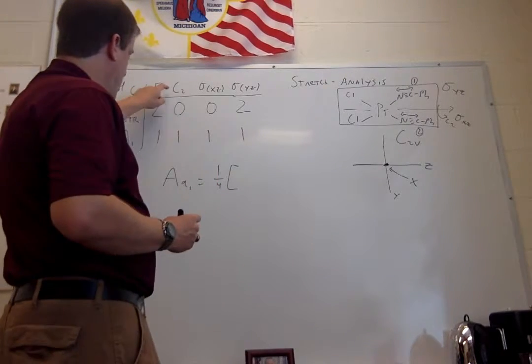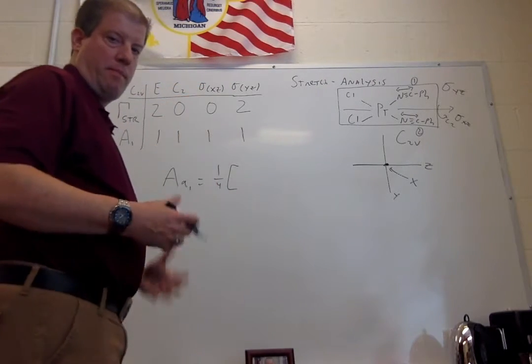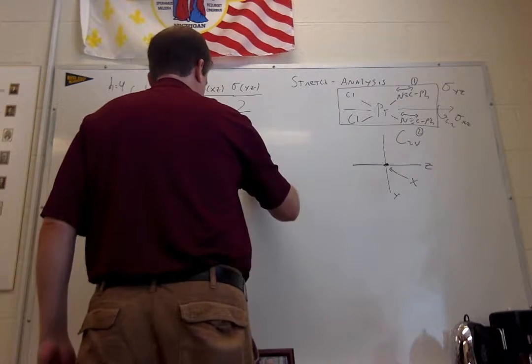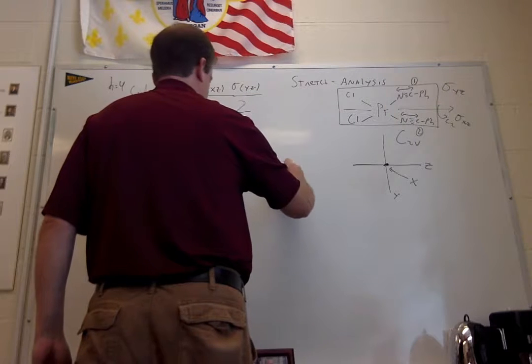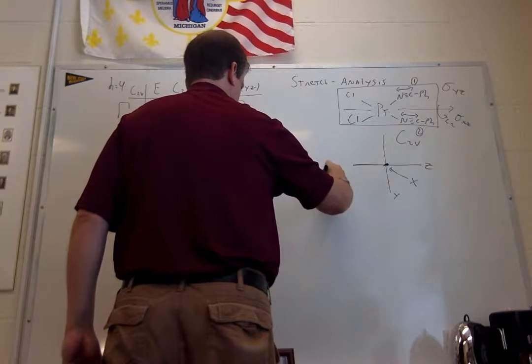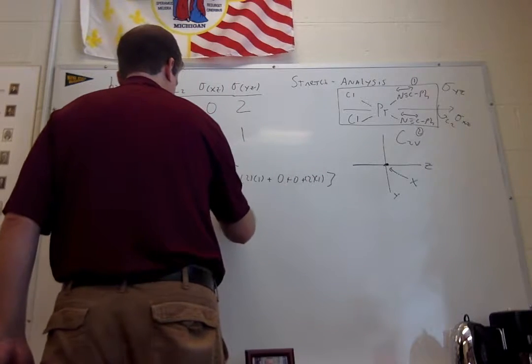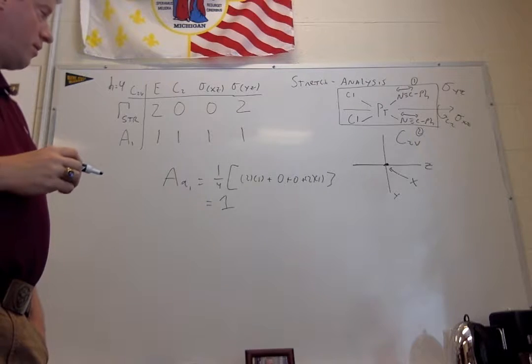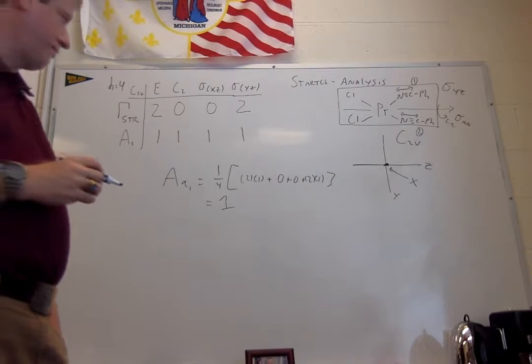And so, since all of these are 1s in front of here, I'm not going to go ahead and write those down, but we have 2 times 1 plus 0 plus 0 plus 2 times 1. And that means that the contribution of the totally symmetric irreducible representation does appear.